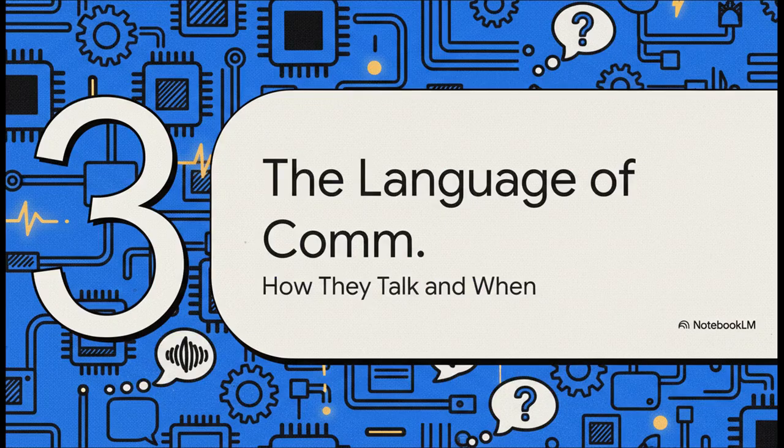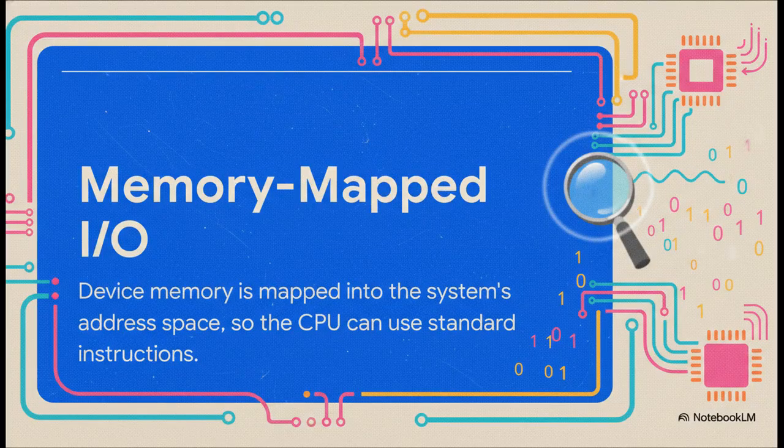Okay, great. So we've delegated the work, but that just creates a new problem, right? How do the CPU and all these little specialist controllers actually talk to each other? What's the language they speak? And what are the rules of engagement? Well, one way to do it, and it's probably the most common, is something called memory mapped I/O. The idea here is actually pretty simple. The system just pretends that a device's control registers are just another part of the computer's main memory. This is brilliant because it means the CPU doesn't need to learn any new tricks. It just uses the same old load and store commands it uses for everything else.